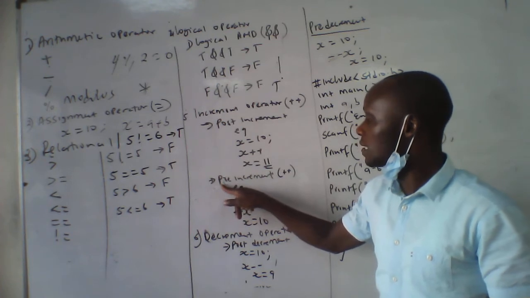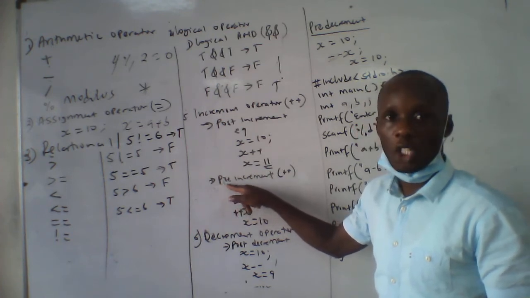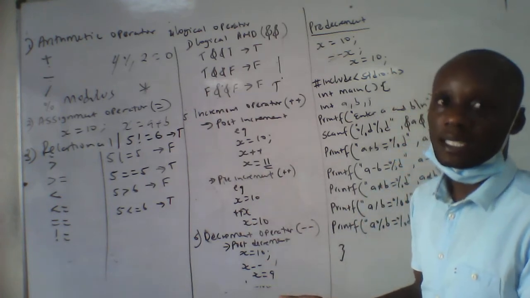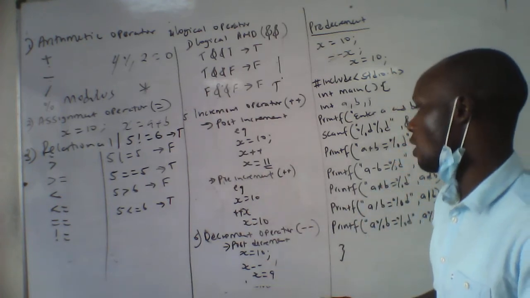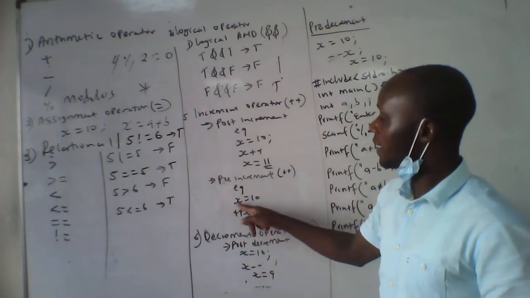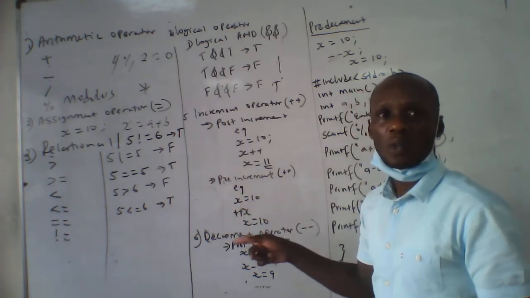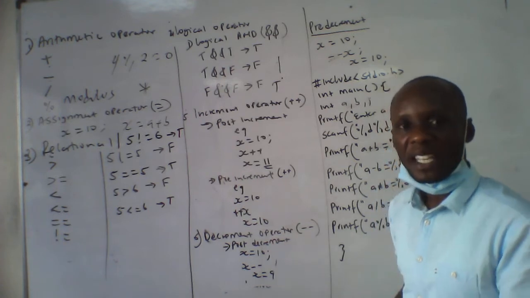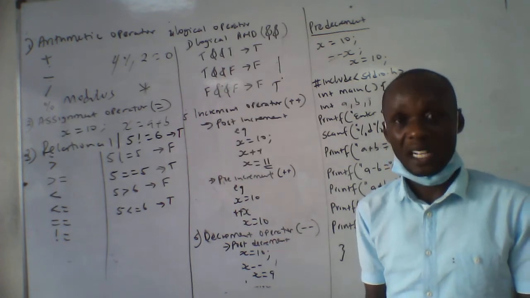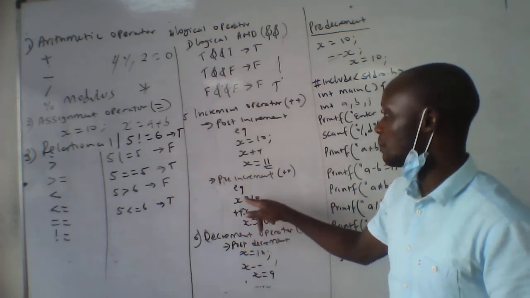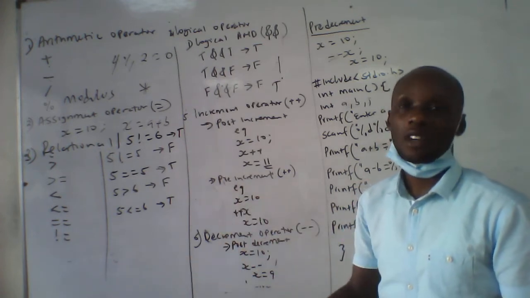Another form of increment operator is the pre-increment operator. In the pre-increment operator, the operator appears before the operand. An example, you have x is equal to 10, then I say plus plus x. So it means this one cannot change because I'm increasing the value of x by 1, then I later assign 10. So x will remain 10. Pre-increment doesn't affect the value.